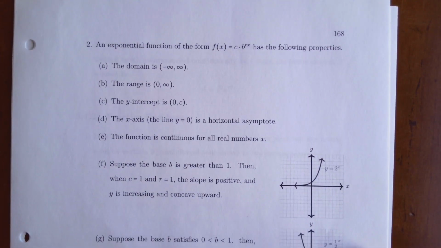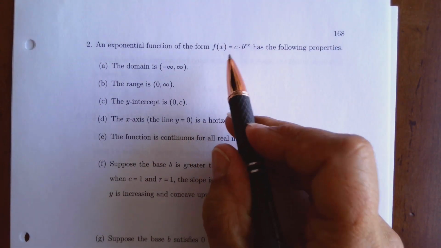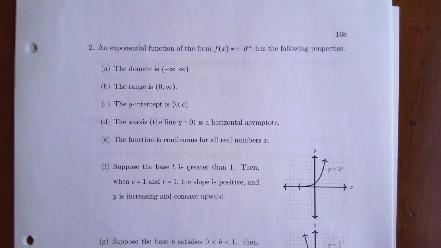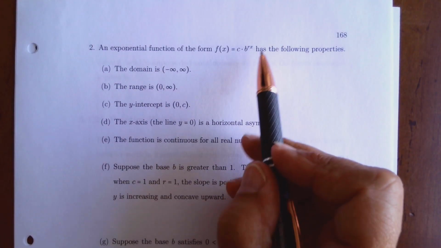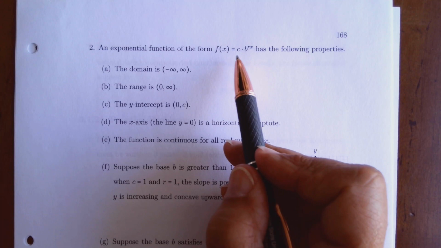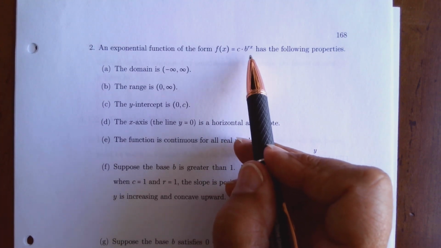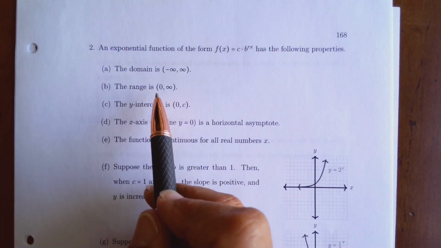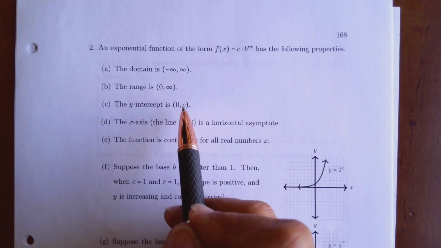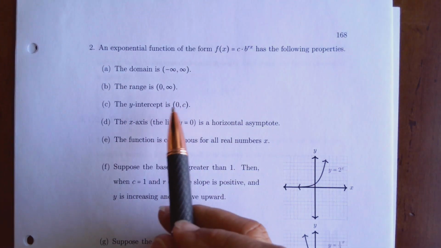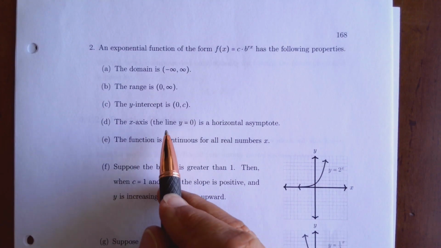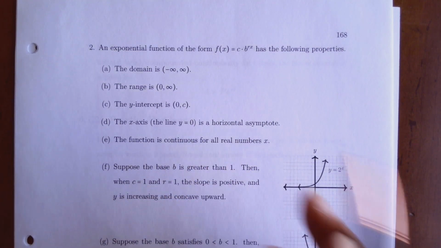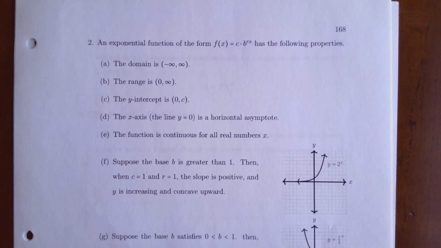All right, number 2 says an exponential function of the form f of x equals c times b to the rx has the following properties. Good news is the domain is all real numbers. There are no restrictions when you plug in x. You can solve any exponential function for any value of x. So that's nice. That's your domain. The range, however, always goes from 0 to infinity. The y-intercept is always (0, c), whatever that number is. The x-axis, the line y equals 0, is the horizontal asymptote, and the function is continuous. Okay, so those are just some properties of exponential functions.